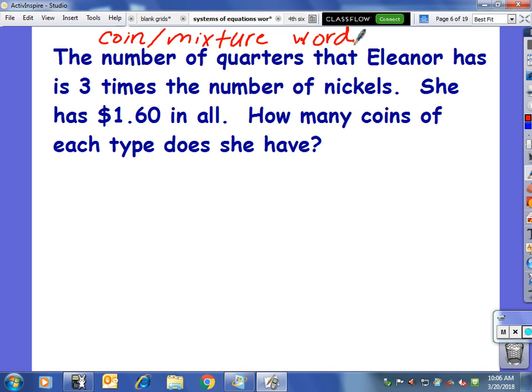And it's not by guessing and checking. We're going to learn how to do it much easier. The coin and mixture word problems is what we're doing today. Okay, please read this problem about Eleanor. Let it sink in, let it soak in.